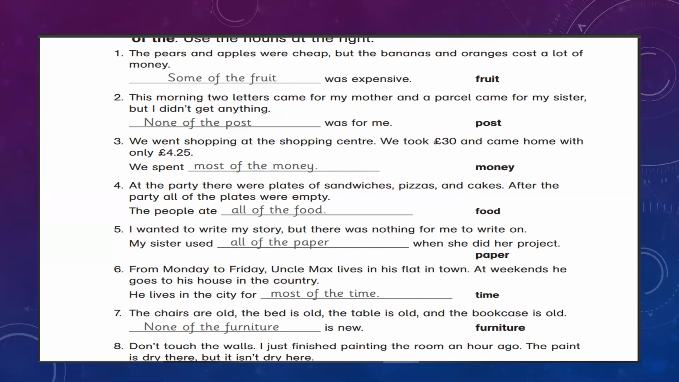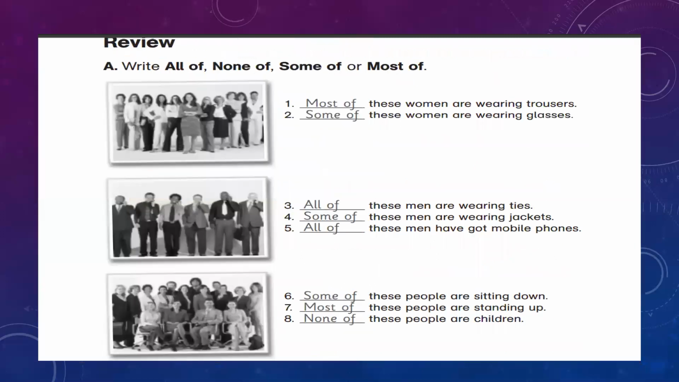Don't touch the walls. I just finished painting the room an hour ago. The paint is dry there, but it isn't dry here. It means some of the paint is wet. Understand? Now come to the next page.